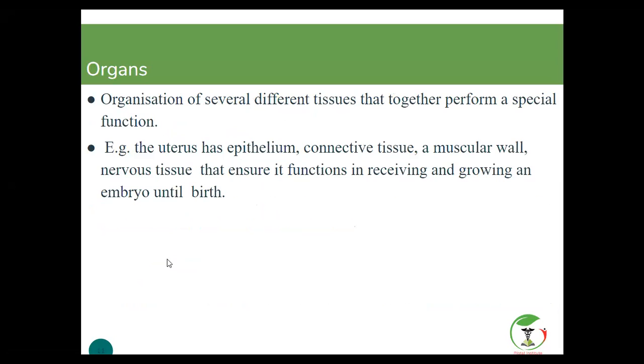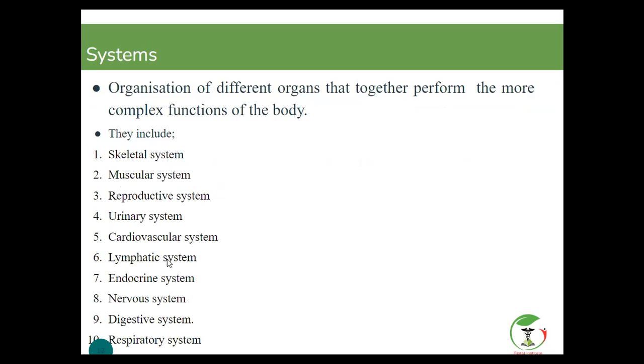So when you have several tissues working together to perform a special function, then we have what we call an organ. So we have different organs within the body, the lungs, the heart, the uterus, and many others. And then when you have a number of organs performing a function which is a little bit more complex, then we form multiple systems. We have a number of systems: skeletal system, muscular system, reproductive system, urinary system, cardiovascular system, lymphatic system, endocrine system, nervous system, digestive system, and then the reproductive system.